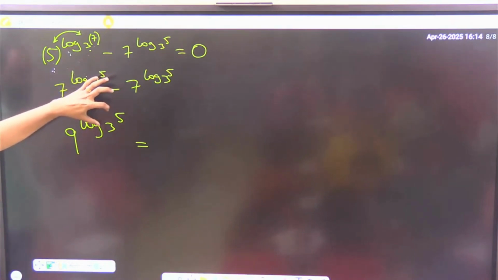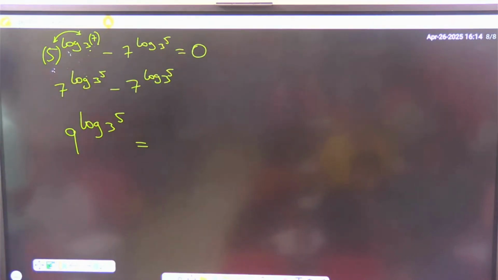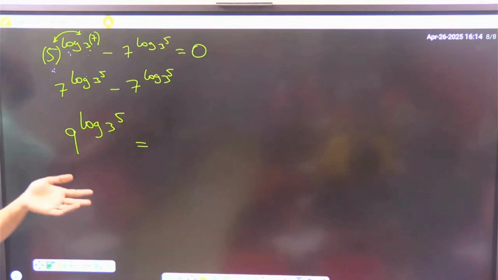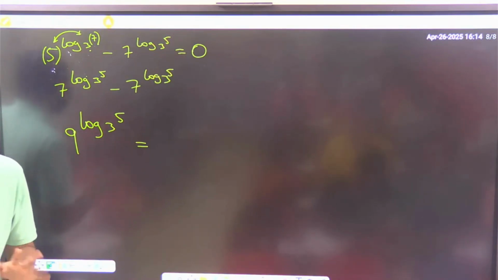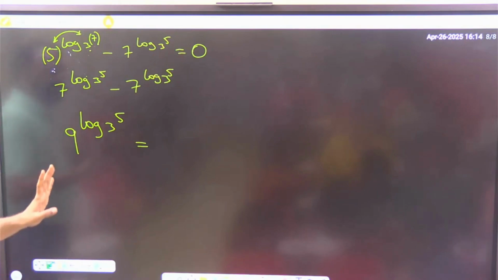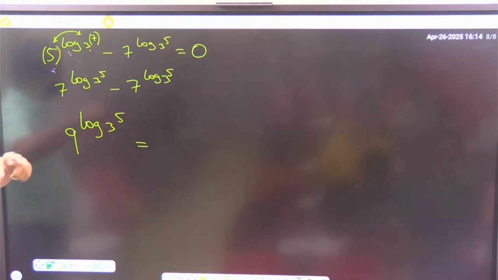Now, log 5 to the base 3 cannot be computed. 3 के पावर में 5 आएगा? आएगा, but it will not be an integer. It will be some irrational value. So what would be a better mode of calculation over here?